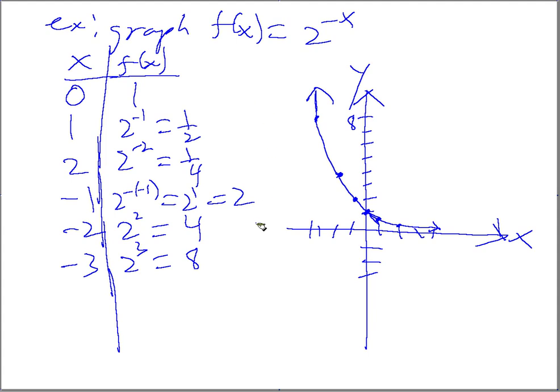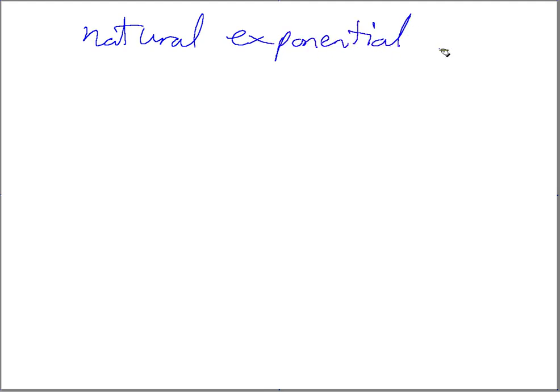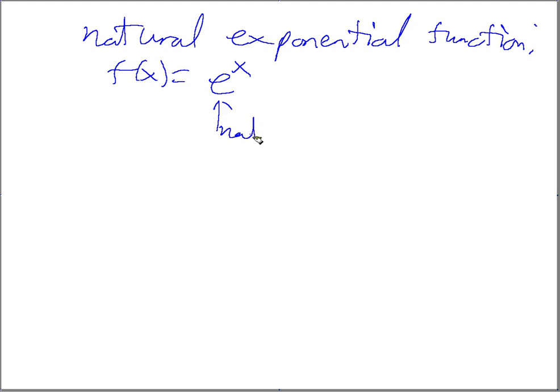Let's look at another type of function that we have, a special type of exponential function. Let's look at what's called the natural exponential function, because it has many applications in nature and science. Natural exponential function. All right, and here's what that looks like. That's f of x equal to e to the x. This number e is the natural number. This is not a variable. This is called the natural number.